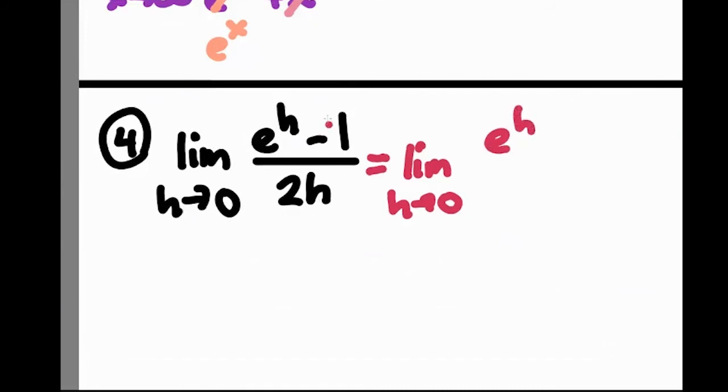So if e to the h on top, the derivative of 1 is 0. We're also doing the derivative with respect to whatever's here. So that's another reason why I'm showing you this. If it's an x, then do the derivative with respect to x. If it's an h, you have to do the derivative with respect to h. The derivative here is 2. Okay, now you can do direct substitution. E to the 0 over 2 is 1 over 2. Oh, it is 1/2.